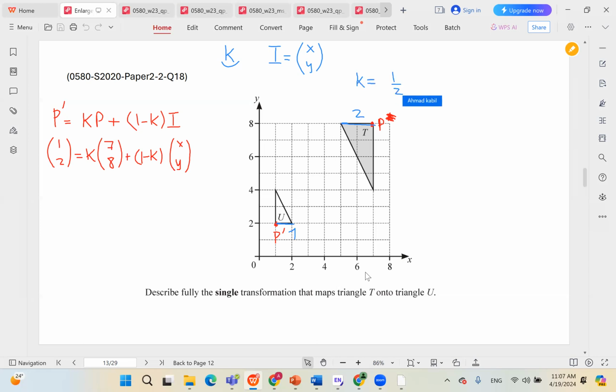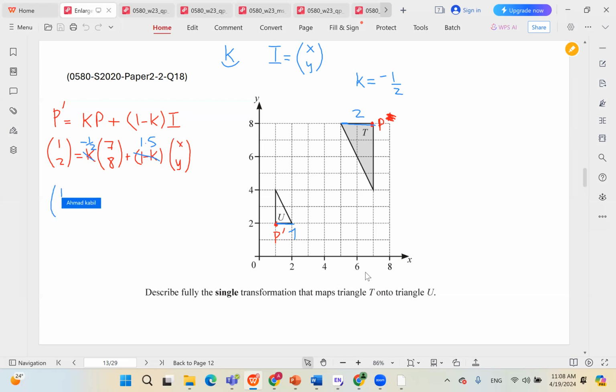And the reason it's negative is because the orientation of the shape itself changed because it was looking down and now it's looking up. So T is kind of pointing downwards and U is kind of pointing upwards. So you know that K here is negative. So this is the quick way of finding K instead of trying to use a lot of algebra. So now that we have K, we can just put it here as negative half. And then 1 minus k would be 1 minus negative half, which is 1.5. And we can create our equation.